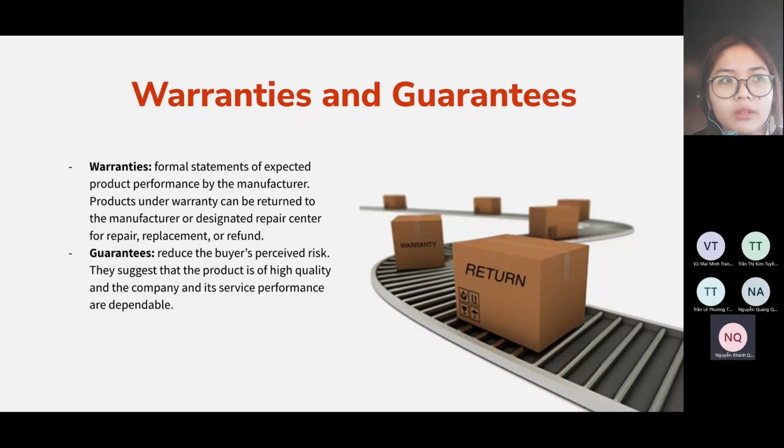For example, when you go to Thế giới di động or Điện máy xanh and you buy some electronic devices, they may have a warranty policy. For example, when you have some problems with your phone or your earphones, they may return or repair the product free for you. So next, please.